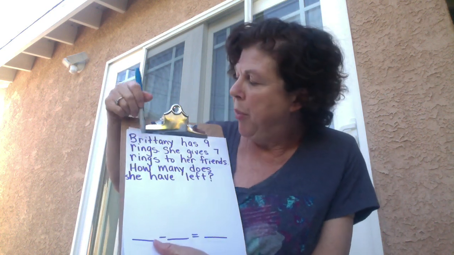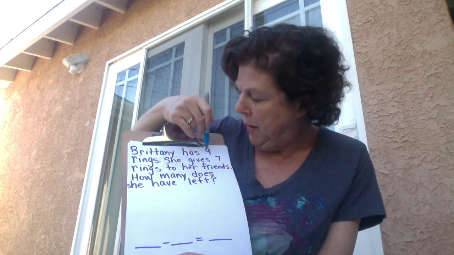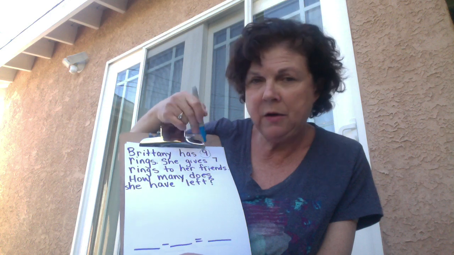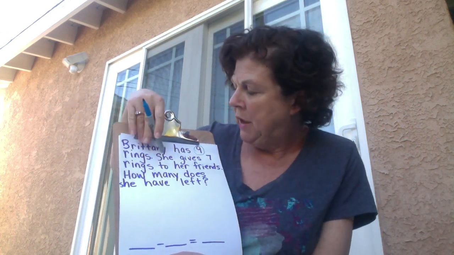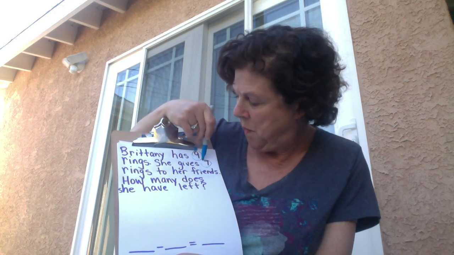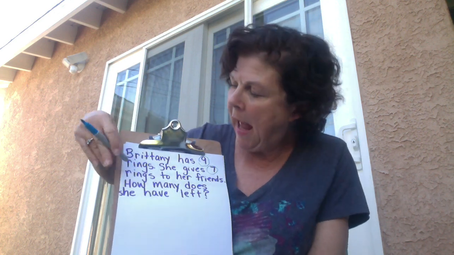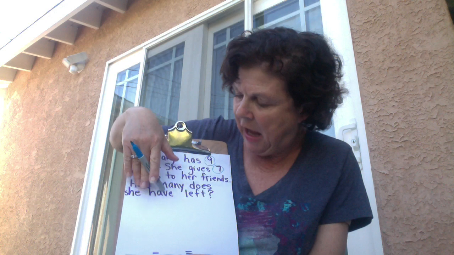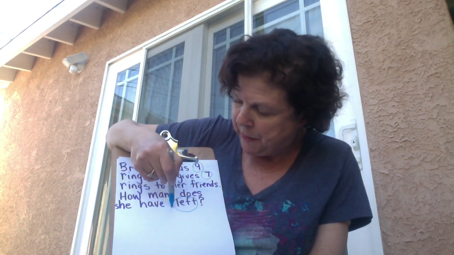Okay, so my first story says, Brittany has 9 rings. I hope you said ding, ding, ding, because I am going to circle 9. Okay, she has 9 rings. Okay, she gives 7, ding, ding, ding, rings to her friends. How many does she have left? Ding, ding, ding. I see the magic word left, so I'm going to circle it.